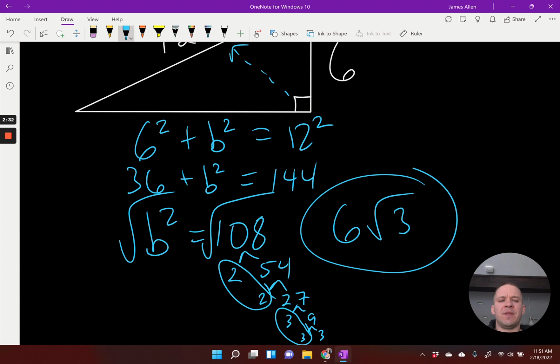Whew. All right. Most of the time, we're going to ask you for simplified radicals. If it says decimals, you can plug square root of 108 into your calculator. It's going to be like 10 point something. Okay. But usually with a math class, it's simplified radicals.